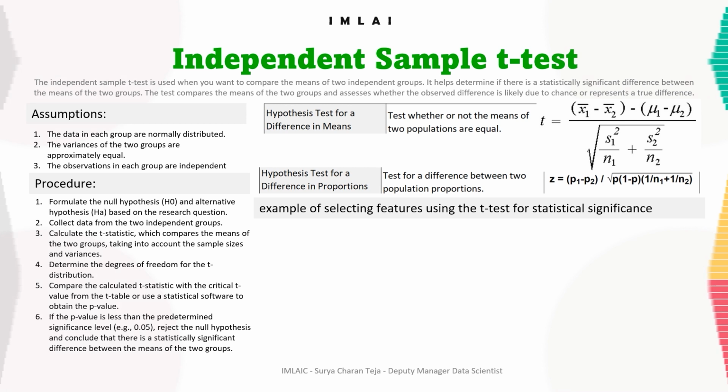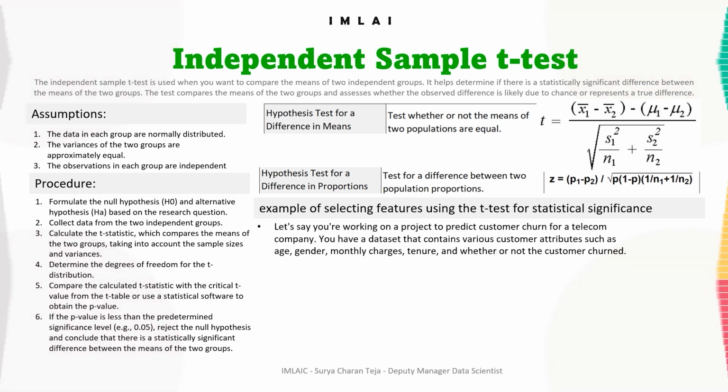Now, as it is a data science example, we'll be taking up a data science example: selecting features using the t-test for statistical significance. That's what we want, to select a feature using the t-test, specifically the independent sample t-test, for statistical significance. Okay, let's work on this example.